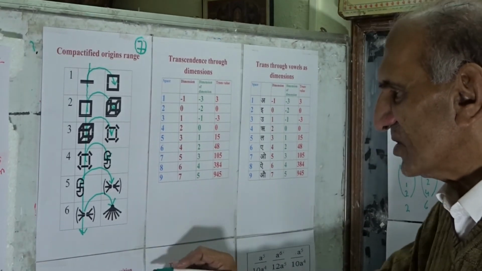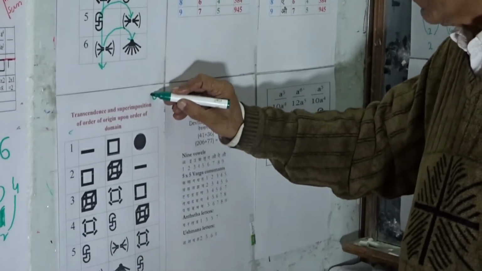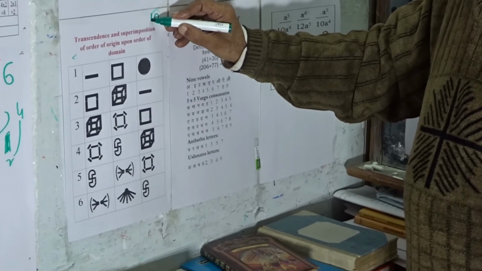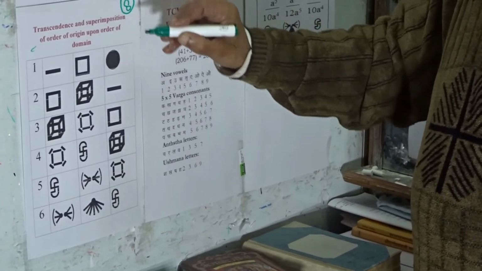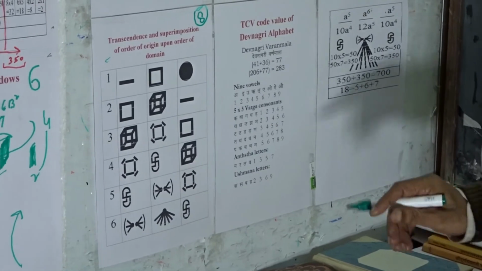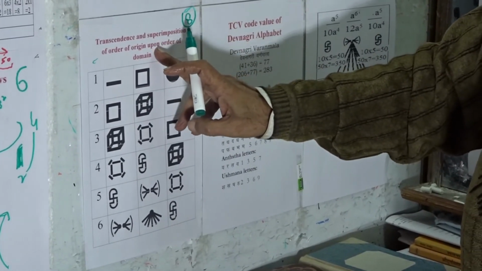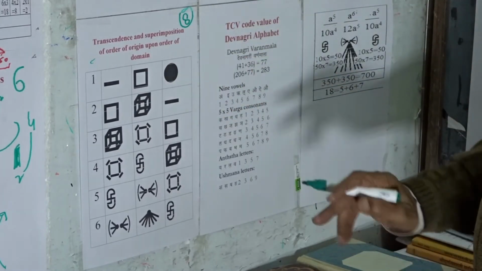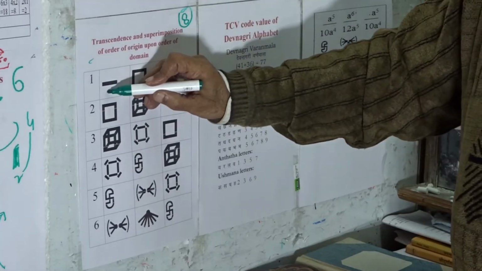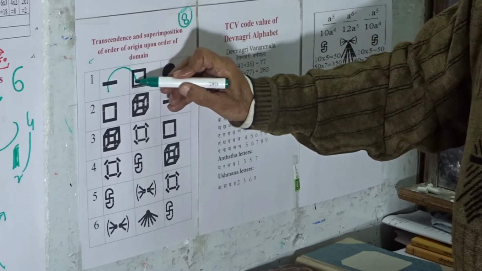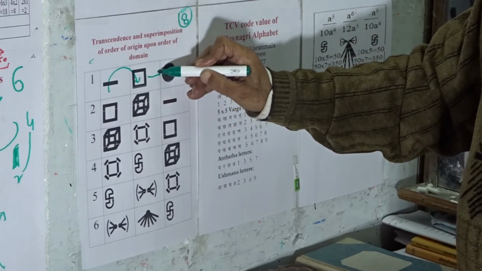The next phase and stage of learning, comprehension, imbibing the values, features and formats of the Vedic systems is of a transcendence and superimposition of the order of origin upon the order of the domain. We know that the origin of one space is 2 space, which is of a zero-dimensional order.